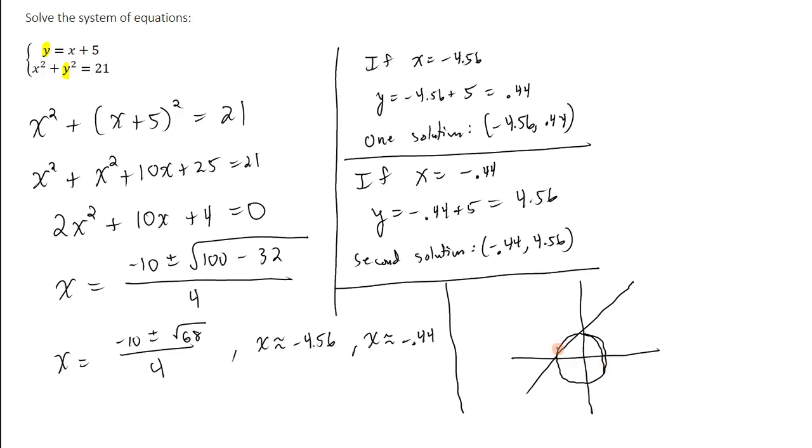If we were to graph this, two solutions seems reasonable. All right, so the two solutions of the system are negative 4.56, 0.44, and negative 0.44, 4.56.